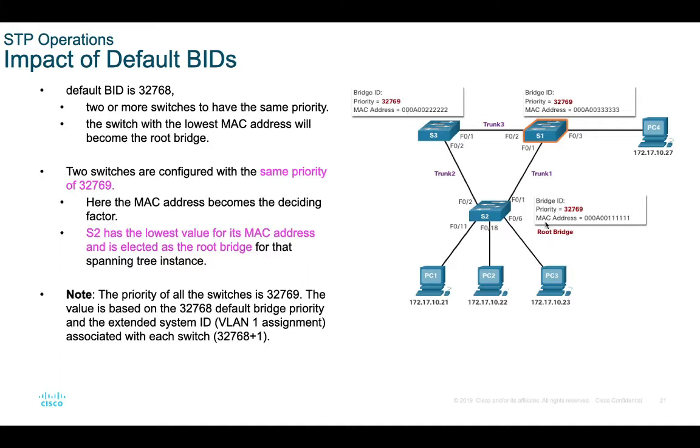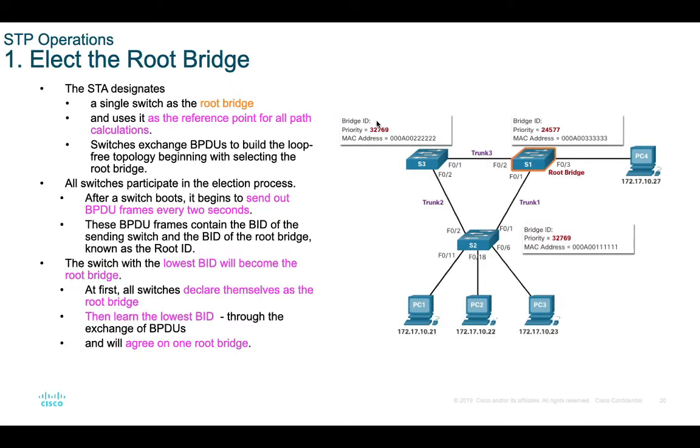So if we have the same priority value, we take a look at their MAC address. In this case, the MAC addresses are 00A, same 00A, 00A, followed by 002, 001, and 003. Which one is the lowest? The one with 001. So the switch with the MAC address 001 here becomes the root bridge because they have the same priority value. But if they have a different priority value, let's say switch 1 has a lower priority value, 24577, then this switch will be elected as the root bridge.